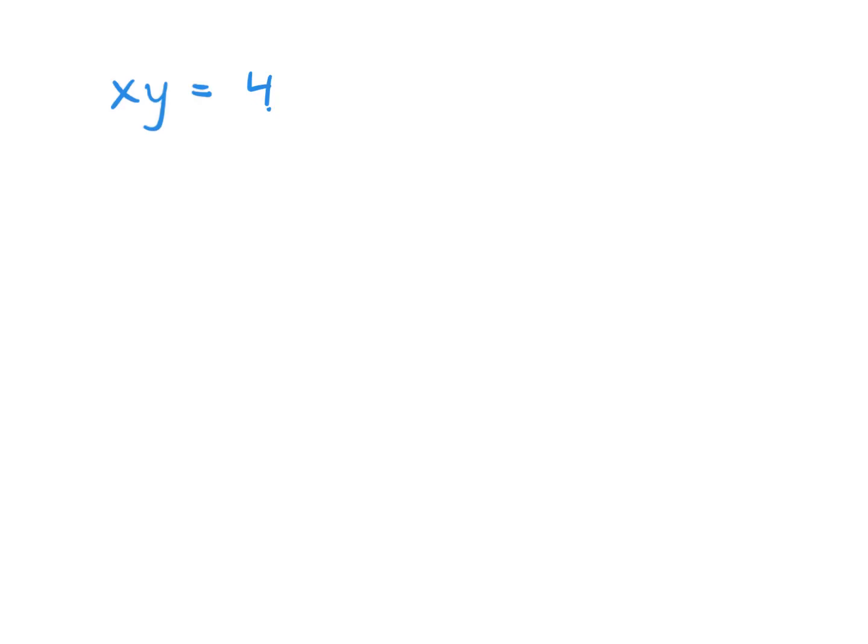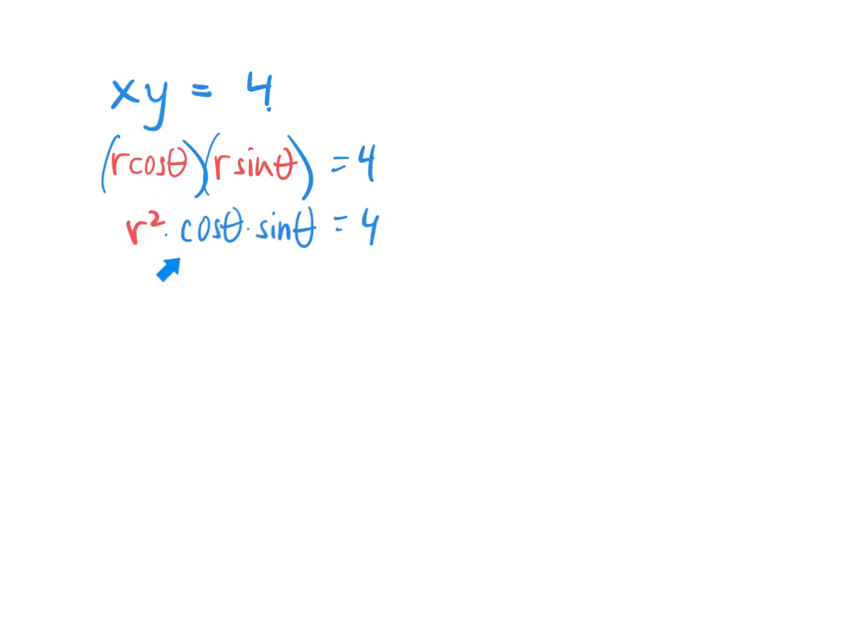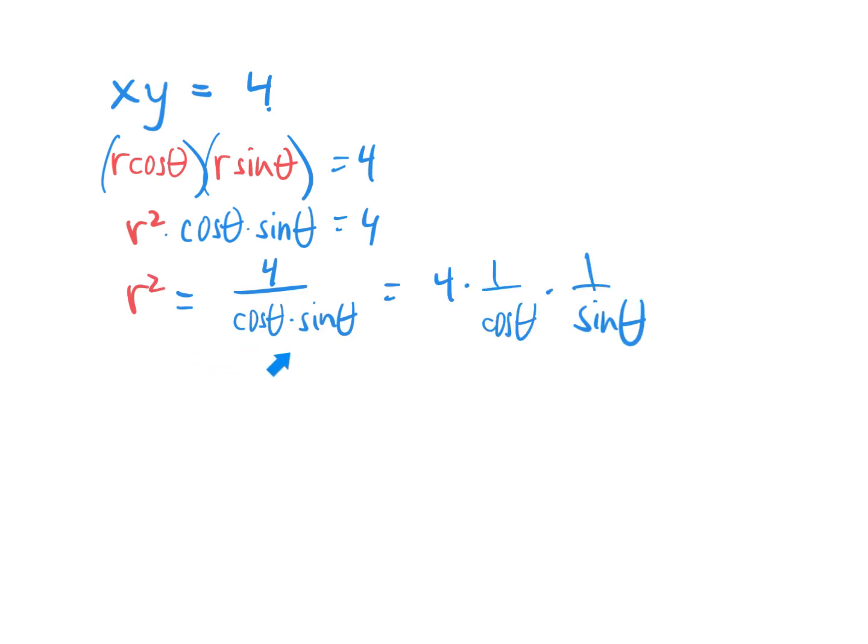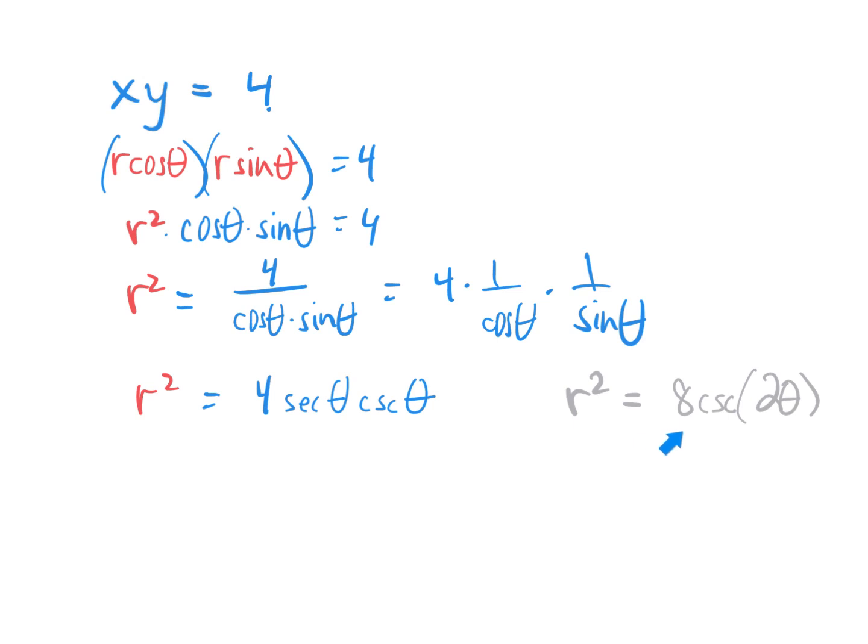All right, for this problem, number 30, we should convert this equation to polar form and then sketch the graph. I think this is a pretty obvious first step. Second step. Third step, maybe rewrite it like this so that we can say that r squared is 4 secant theta cosecant theta. Well, the authors said that r squared is 8 cosecant of 2 theta, and they stopped there.